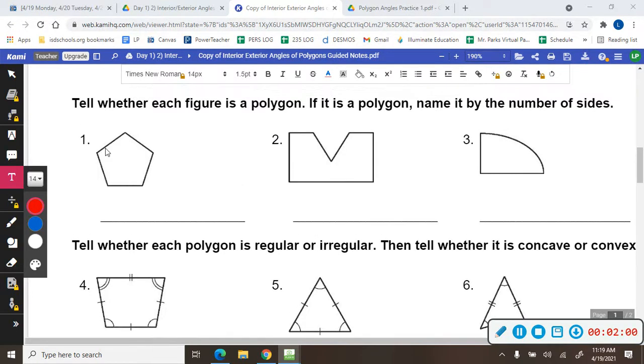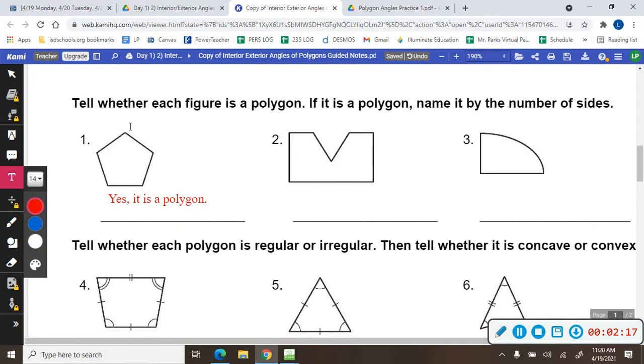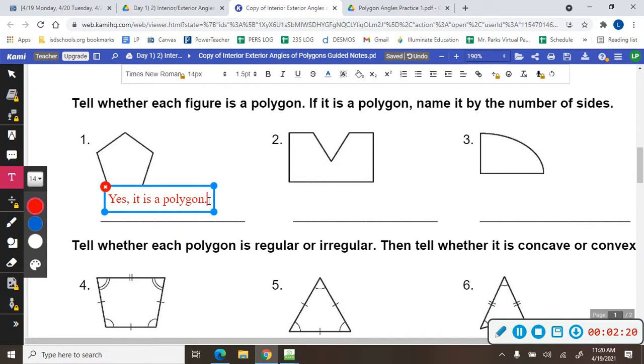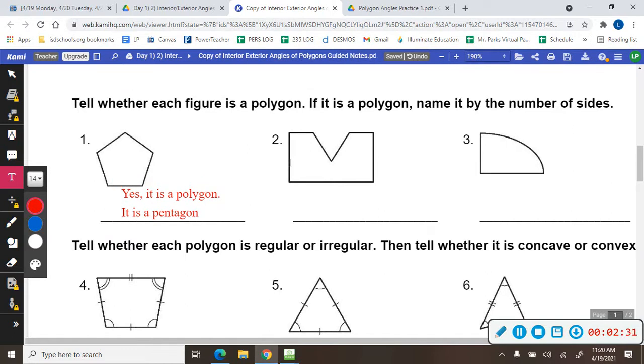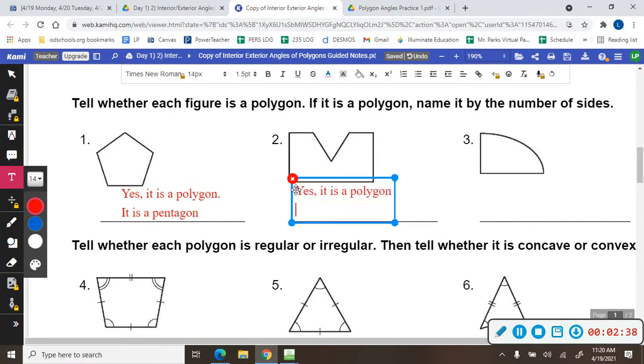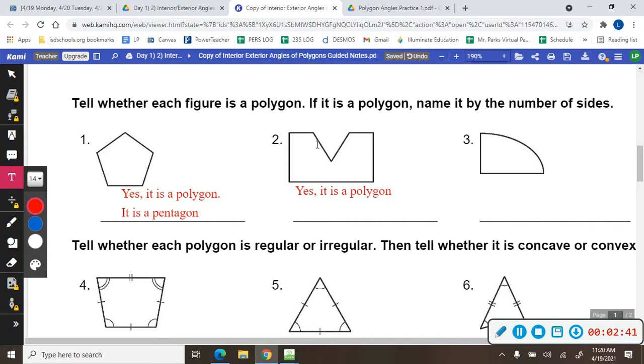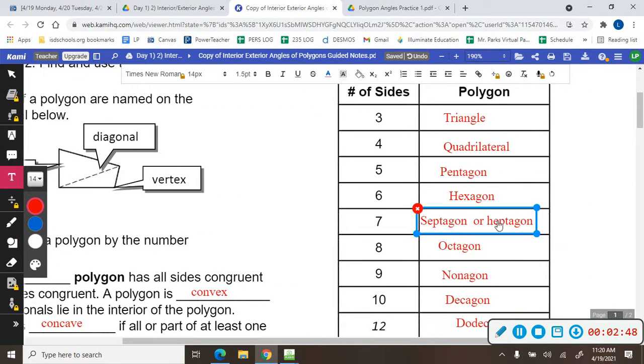So in these examples, we have a shape, and we're going to say whether it's a polygon or not. And so I see this shape, they're all straight edges, so I would say yes, it is a polygon. Now what's it called? It has 1, 2, 3, 4, 5 sides, and so I would call this a pentagon. Is this a polygon? Yes. How many sides does it have? It has 1, 2, 3, 4, 5, 6, 7. So I would call it a heptagon.